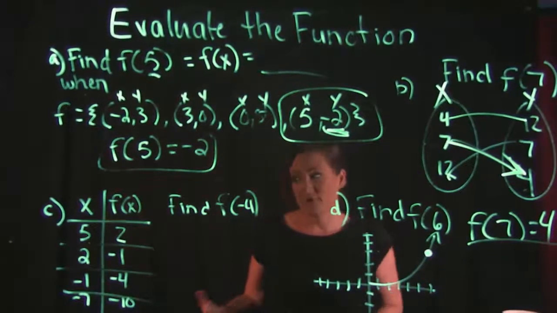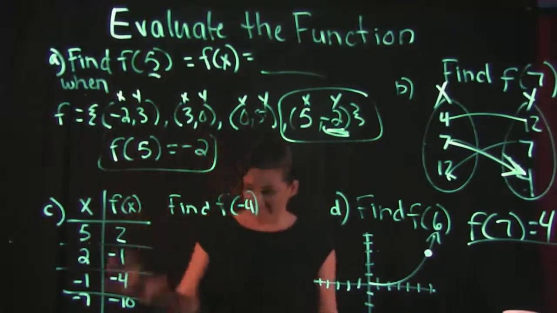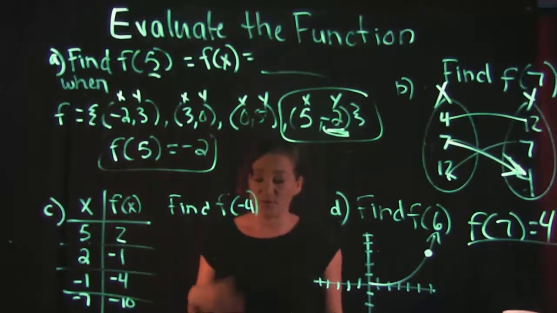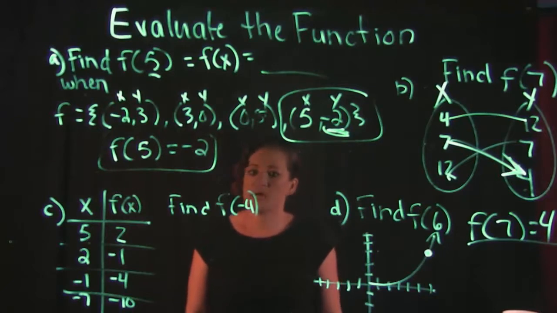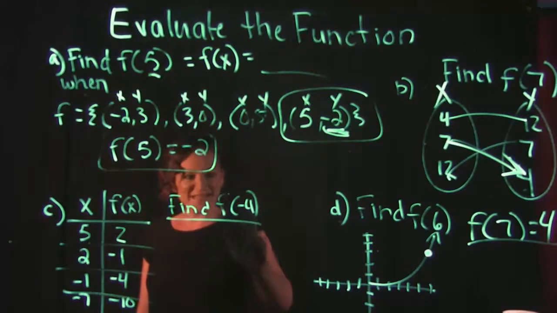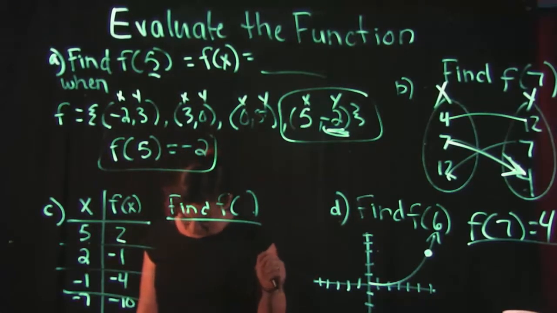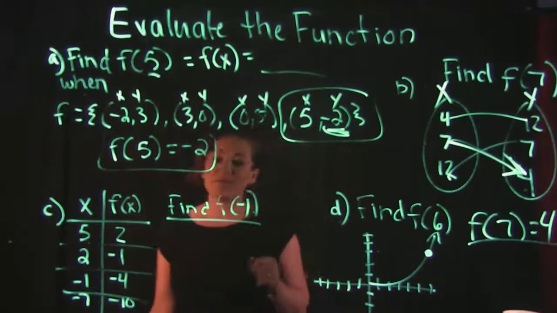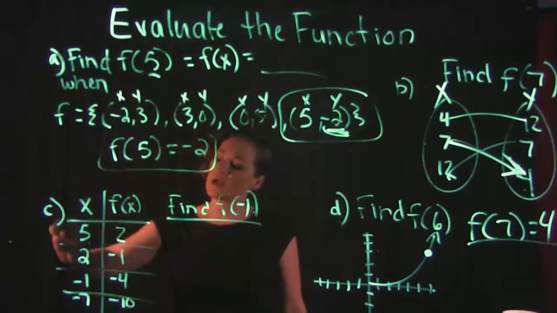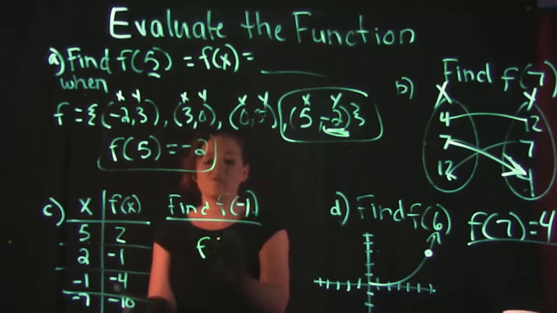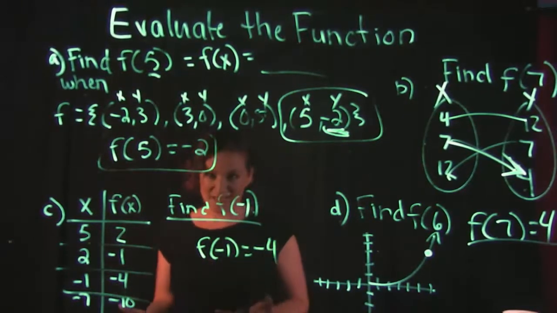Now if we look at example C, this is similar to a mapping. Over here we have a table. Our x values are in the first column, and f of x, which is the y values, in our second column. They're asking us to find f of -4, and let me replace that here because we do not have a -4 as our x value. I believe that was supposed to be a -1. I'm sorry about that. So let's find f of -1. Again, we're looking at our x values for the -1, which is right over here. The y value for that is -4. So f of -1 is -4.